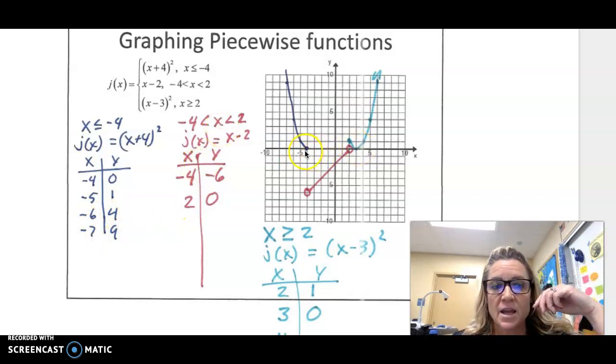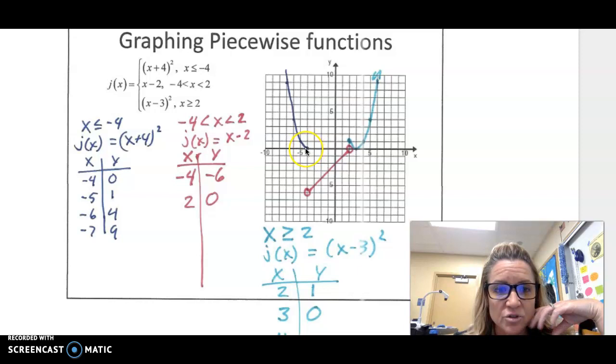All right. If we graph those points, here's a point at (-4, 0). Is that closed, filled in? Yes, that's filled in because it has the equal. (-5, 1) is here. (-6, 4) is here. (-7, 9) is here. Great. Okay. So that is part of a parabola.